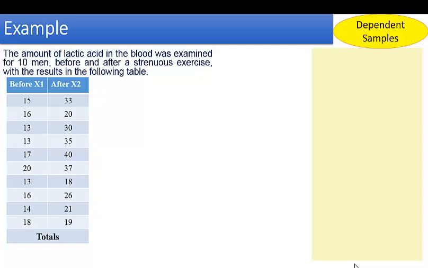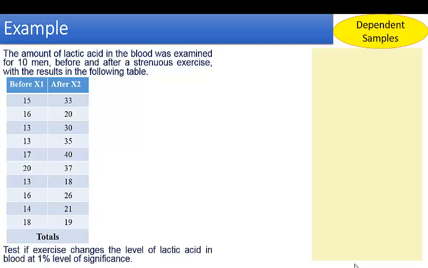So x1, the values, the lactic acid in the blood that have been taken before the exercise, whereas x2, the values for after, is the lactic acid in the blood which was taken after the strenuous exercise. So what we want to do here is test if exercise changes the level of lactic acid in the blood. We need to test whether the exercise changes the level of lactic acid in the blood.